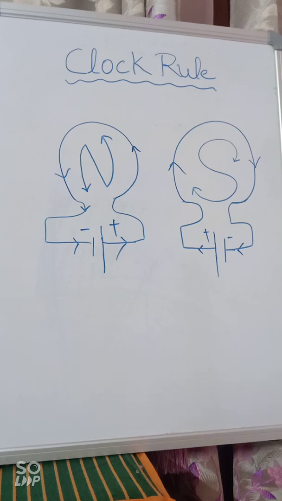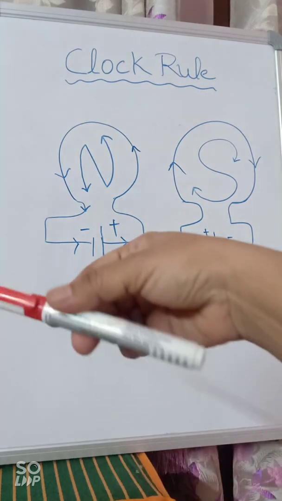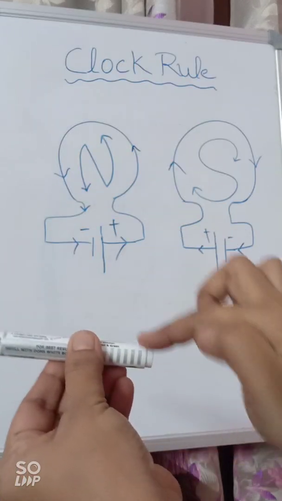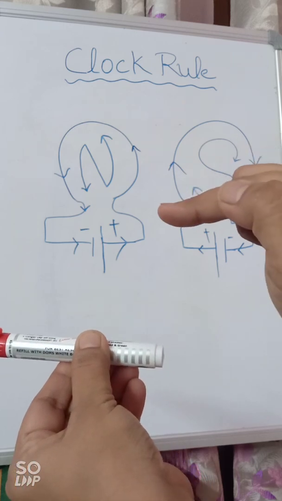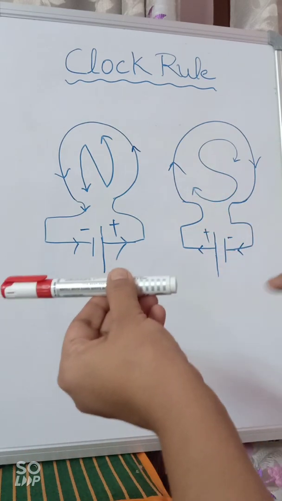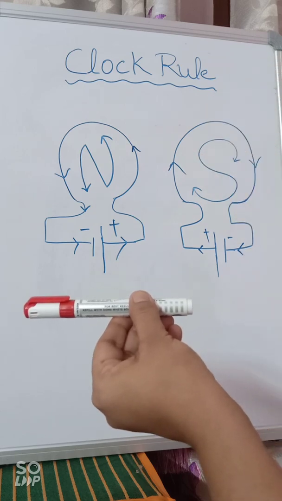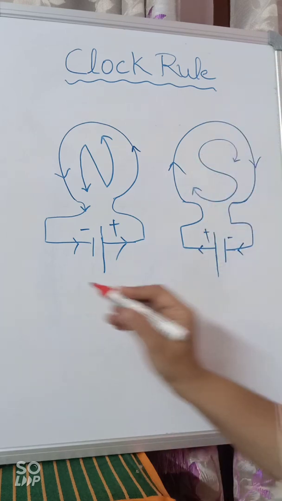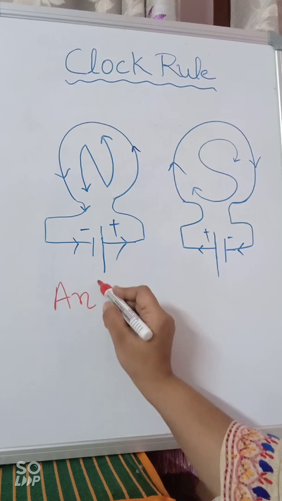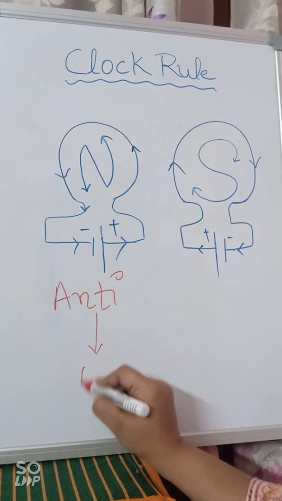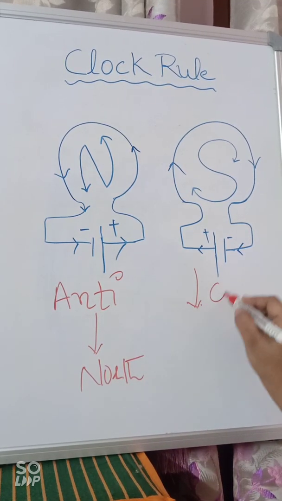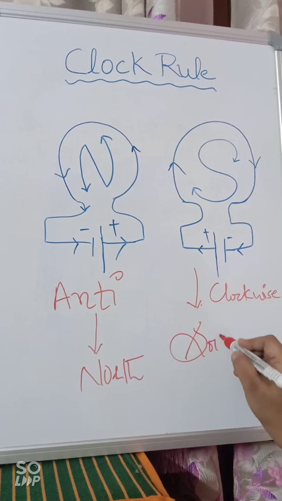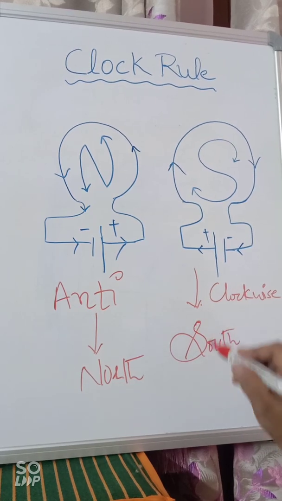So I'll give you a demo. Like see here, you have this, right? And coiling is there, right? And suppose now current is flowing from this direction, right? When current is flowing in this direction, it means anti-clockwise current is flowing. So if it is anti-clockwise, it is going to be the north pole. And if it is in a clockwise direction, then it's going to be the south pole, right? So like we were talking about a solenoid.